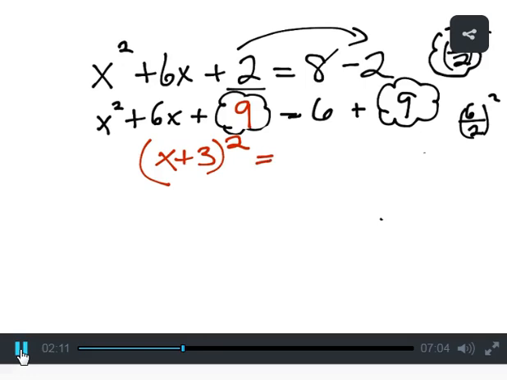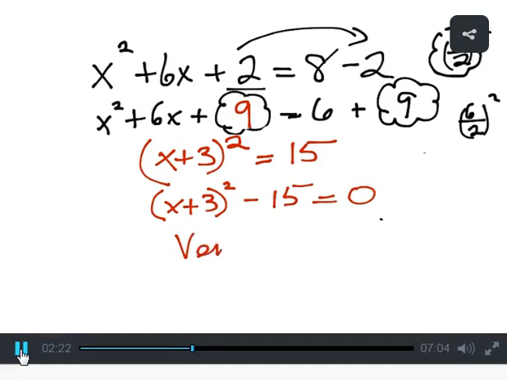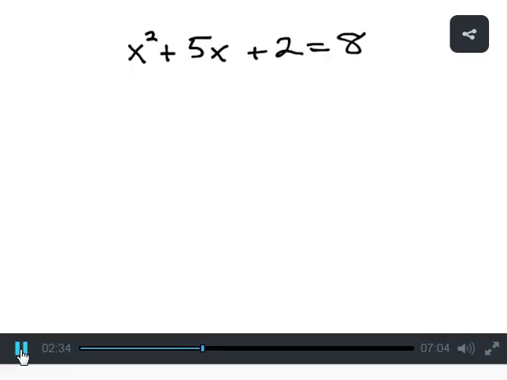All right. Now, this equals, what is it, 15? And then when we move it back, x plus 3 squared minus 15 equals 0. And my vertex is negative 3, negative 15. All right? So that's the easy one. Now let's go up a notch.